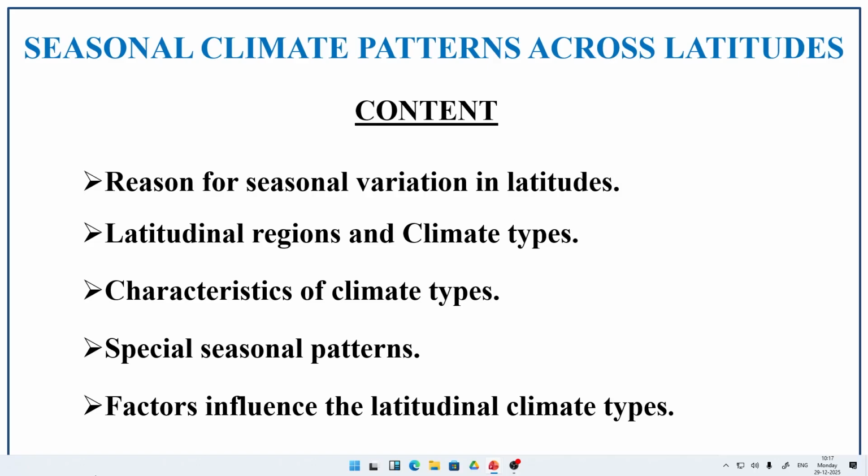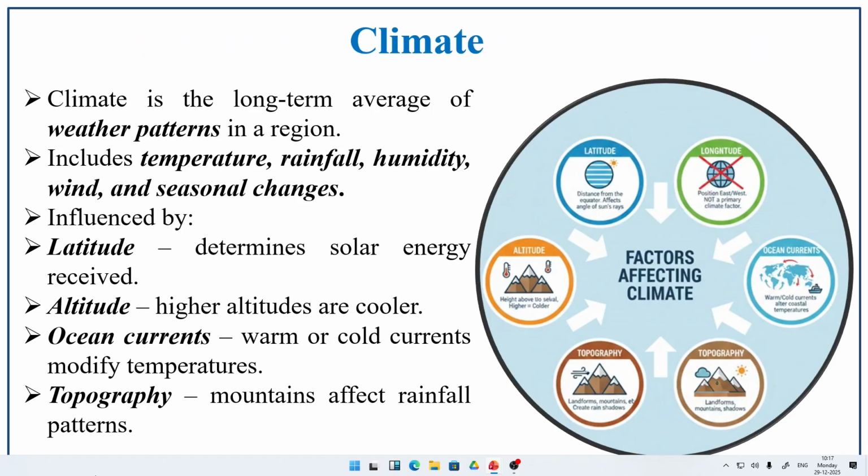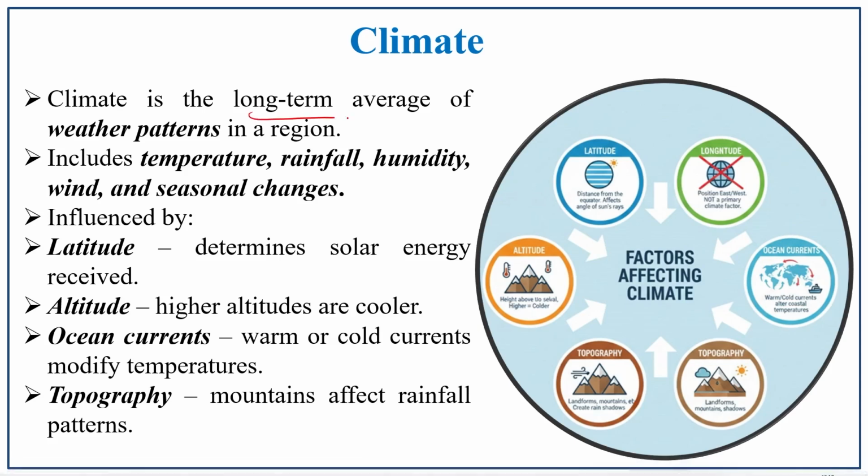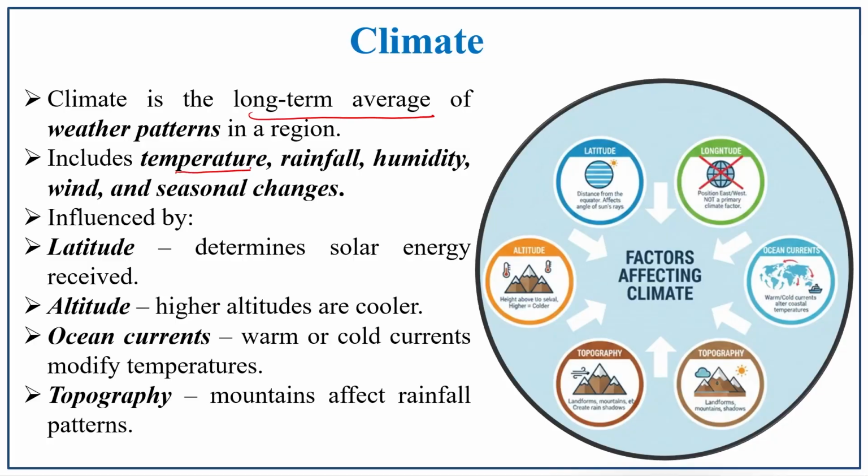latitudinal climate types. Climate, we all know what is meant by climate. The climate is a long term average of weather patterns in a region. It includes the elements of climate, that is temperature, rainfall, humidity, wind and seasonal changes.